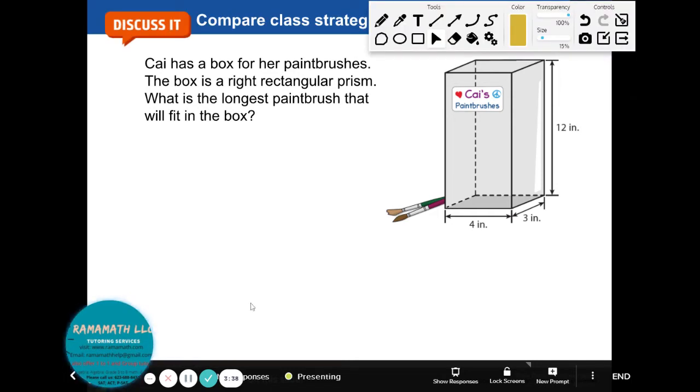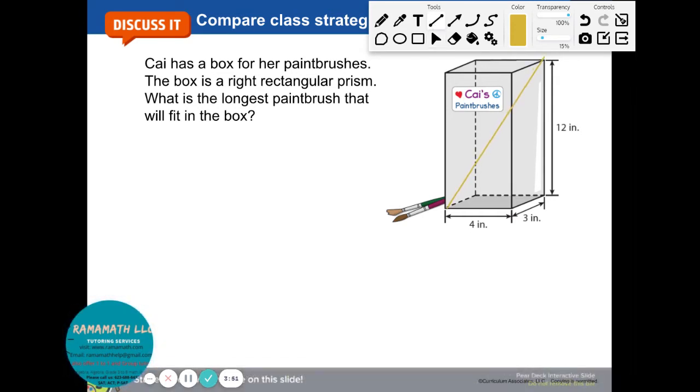For this question, we would like to find out the longest paintbrush that can fit in this. I think the longest will be from this corner all the way to that corner. We're not looking at this corner though. Are you guys paying attention? We're not looking at this. This one is not longest. The longest will be this corner to the other corner of the room. So how do we find that?